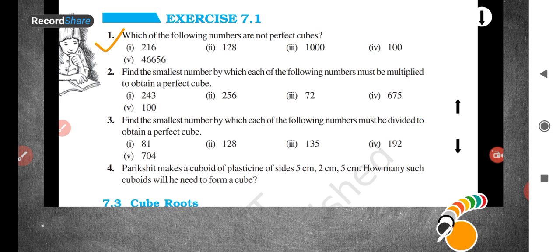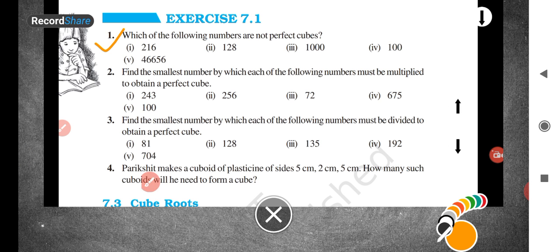So what is a perfect cube? A number which we can write as the multiple of a number 3 times, isn't it? Suppose it is the cube of 3, then we have to express it as 3 into 3 into 3, which we can write as multiples of a number 3 times. So that type of number is called a perfect cube. From the given question we have to find which is not a perfect cube.